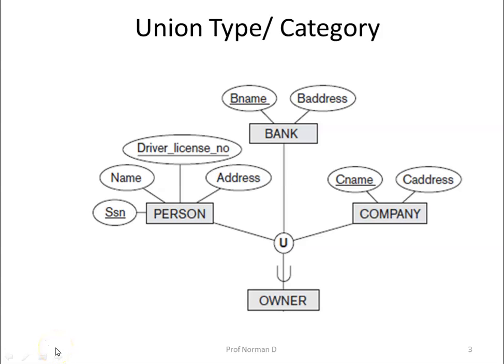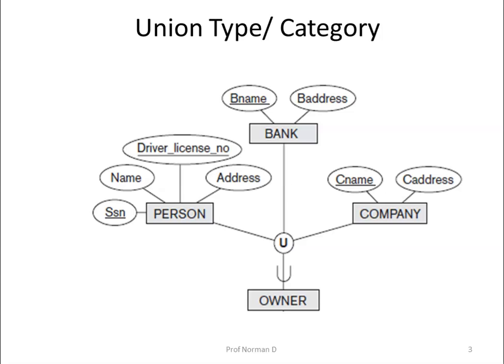Suppose that we have three entity types: person, bank, and company. In a database for motor vehicle registration, an owner of a vehicle can be a person, can be a bank, or can be a company. So we need to create a class or a collection of entities that will include entities of all these three types to play the role of a vehicle owner. So category owner, that is a subclass of the union of these three entity sets of company, bank, and person, can be created for this purpose.